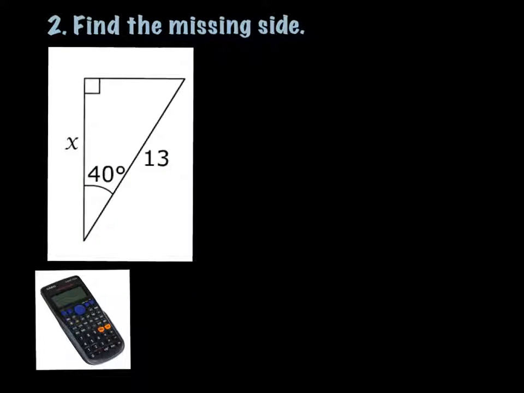Okay, let's look at number 2. Okay, so first thing you want to do is go ahead and label your sides. So the hypotenuse is hopefully an easy side to find. It's across from the right angle. So this is our hypotenuse. Then you find the one opposite your angle. So this is opposite. And then next to it would be our adjacent side.